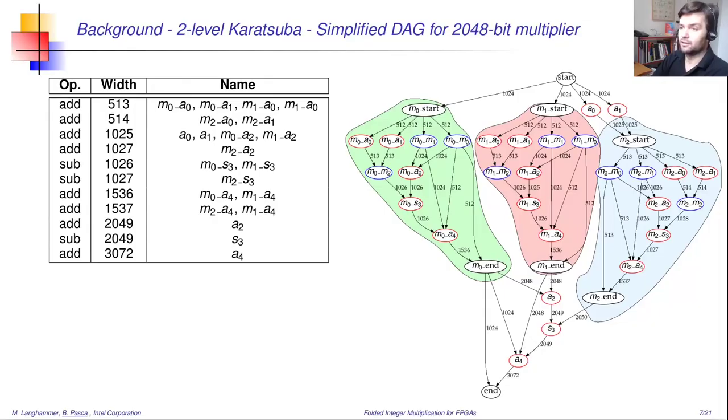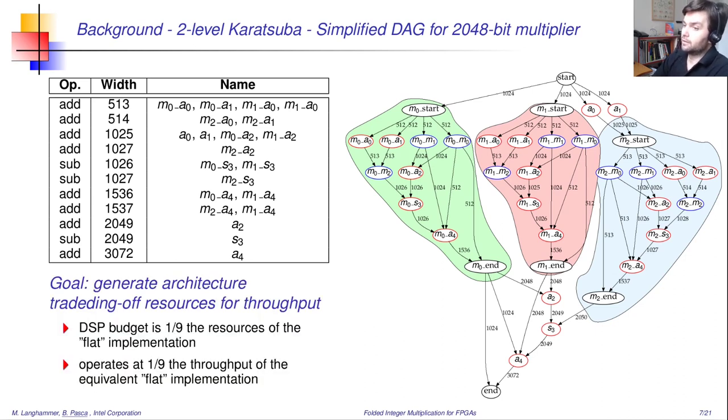The same decomposition can be recursively applied on the multiplier nodes M0, M1, and M2, resulting in the graph shown on the right. The three 1024-bit multipliers are now replaced by 9 512-bit ones. This decomposition therefore allows implementing the 2048-bit multiplier by only using 9 512-bit multiplications. The remaining adder and subtractor nodes vary between 513 and 3072 bits, as shown in the table.